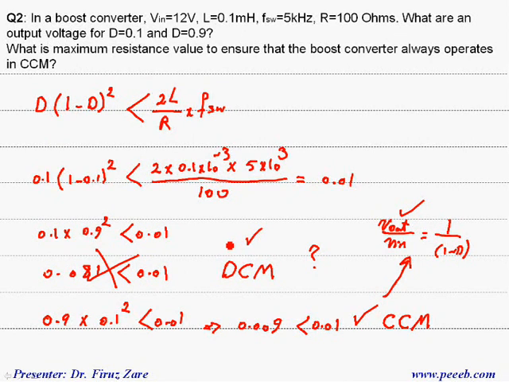So think about it. According to the lecture note, you can find the equation and you can find the conversion ratio. So what is the output voltage? So the output voltage is 12 divided by 0.1, or 120 volts, when the duty cycle is 0.9.